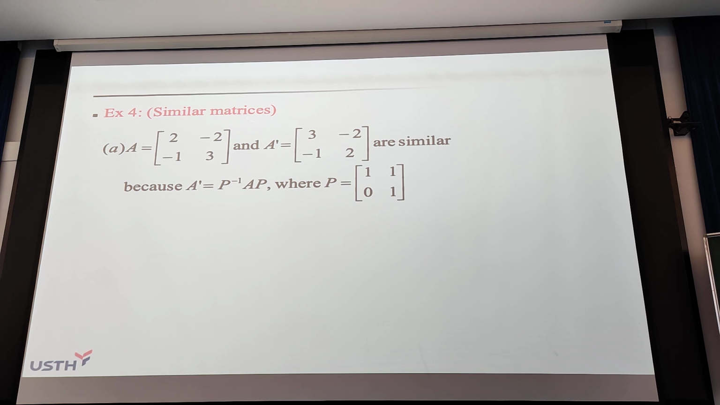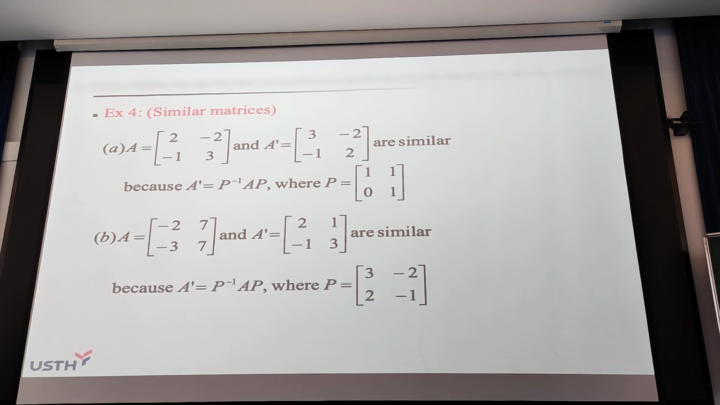Now, for similar matrices A and A prime, here is an example. They are similar to each other because if you take P to be like that, then you get A prime equals P inverse multiplied by A multiplied by P. And the next one, the same thing, you can verify with P to be that one.